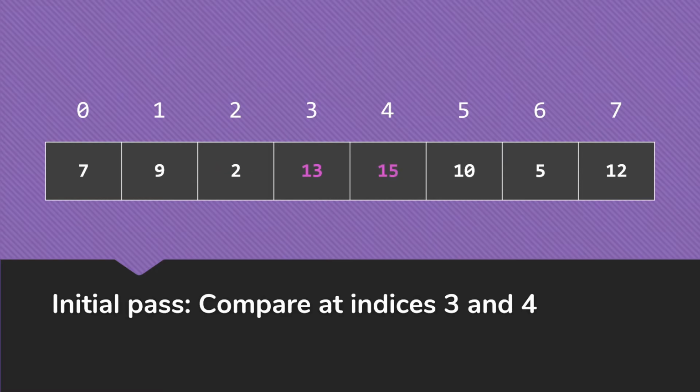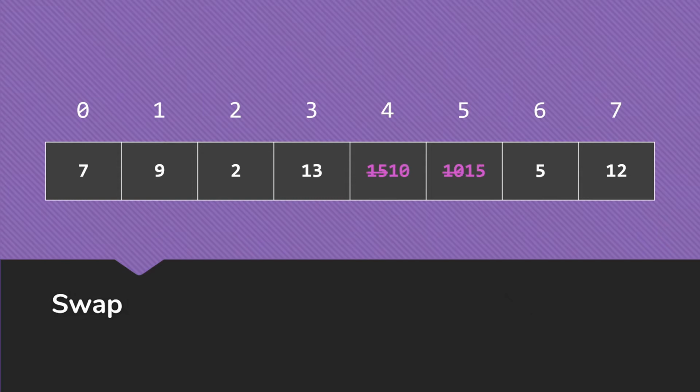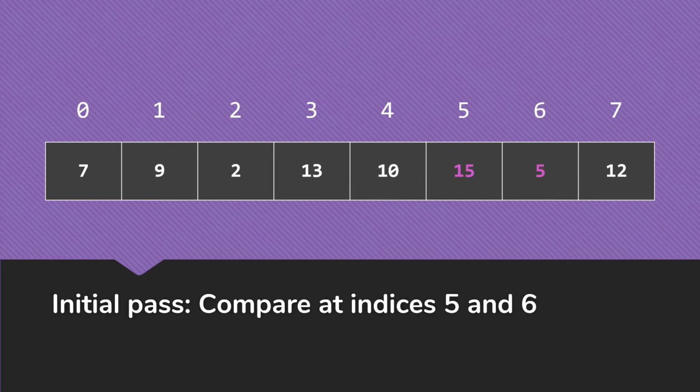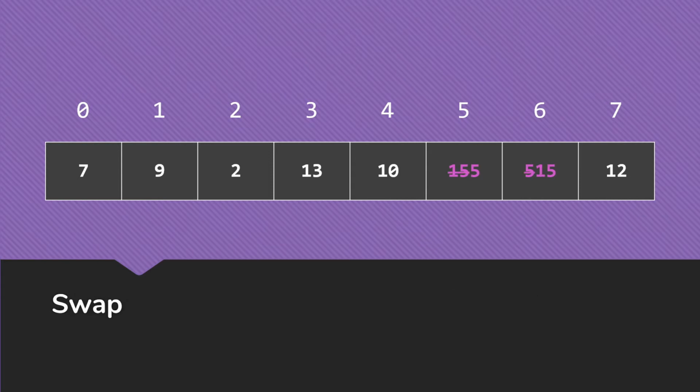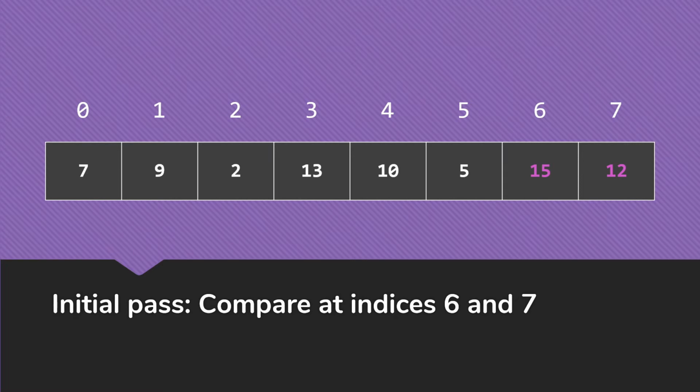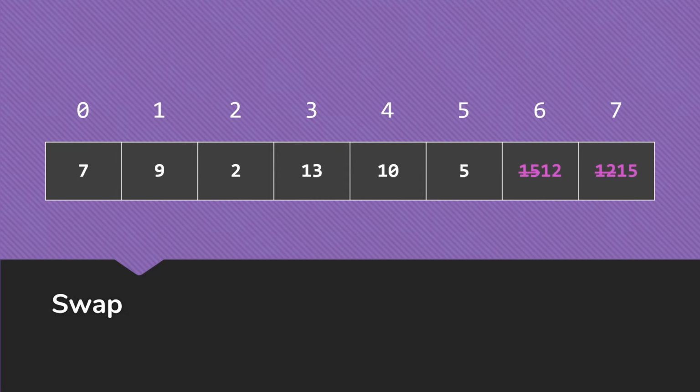Then we have 13 and 15. This time they're not out of order, so we're going to move on to the next pair, 15 and 10. Those are out of order, so we swap. And then we look at 15 and 5 at indices 5 and 6. Those are out of order, so we swap. And finally, we look at 15 and 12 at indices 6 and 7. Again, those are out of order, so we swap.